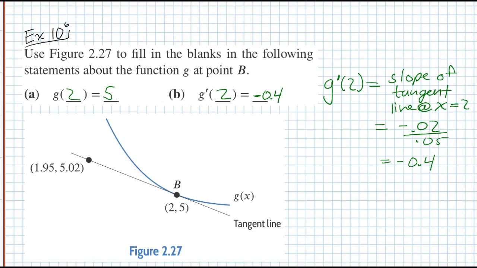Here are the answers. So g of 2 equals 5 because the point (2, 5) is on the graph of g of x. So when x is 2, g of 2 is 5. G prime of 2 means the slope of the tangent line at this point, and to calculate the slope of the tangent line, I did the change in y between these 2 points divided by the change in x, and we get negative 0.4.